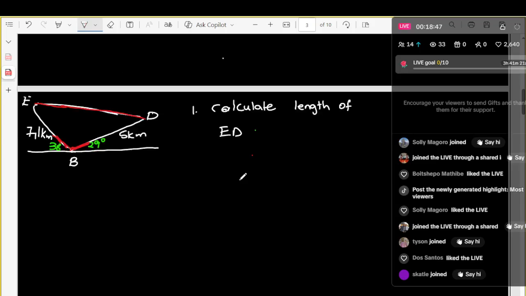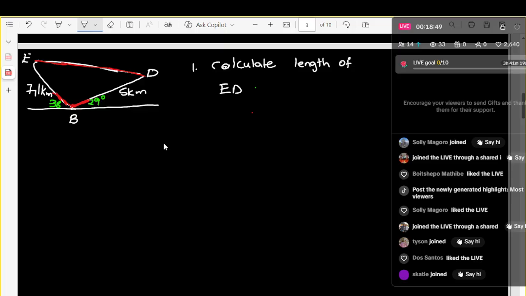So first thing first, I need to find angle B. What will that angle be equal to? This will be 180 degrees, subtract 29 degrees, and we also have to subtract 38 degrees. Then you're going to give a reason: these are angles on a straight line. So this will be angles on a straight line.